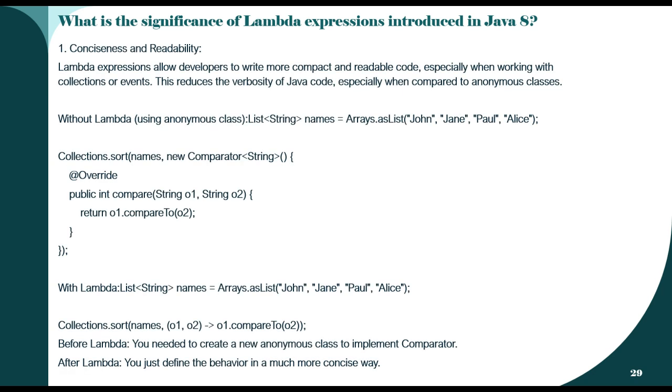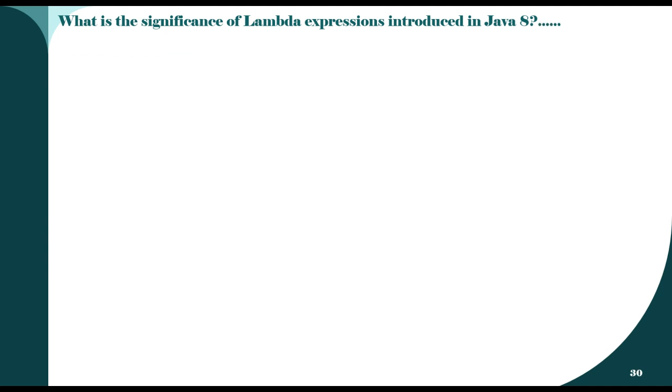Now, if you look at the benefits of using the lambda expression, one is concise and readable. The developer is going to write clear, compact, readable code, especially when working with collections or events. This will reduce the verbosity of the code, especially when you're dealing with anonymous classes. Here I have given an example of a non-lambda way of sorting a collection. This is how you have to deal with it. But when you are dealing with a lambda expression, 4 to 5 lines of code are reduced to a simple one line. That's what the advantage is about.